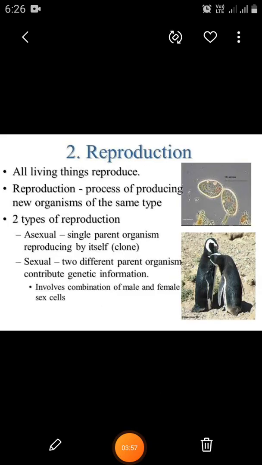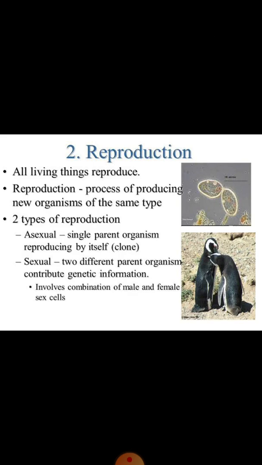So students, all living things reproduce. Reproduction means the process of producing new organisms of the same type. There are two types of reproduction. The first one is asexual. Asexual means a single parent organism reproducing by itself. The second one is sexual. Two different parent organisms contribute genetic information.